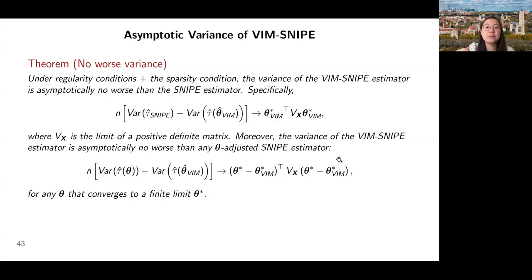And moreover, the variance of the Wien snap estimator is asymptotically no worse than any theta adjusted snap estimator. So this is saying that this choice of theta asymptotically gives you the optimal choice among this whole class of linearly adjusted estimators. And in particular, the difference of the two variances after you scale it converges again to something that's non-negative. Okay? Great. So that's pretty much the theoretical results.